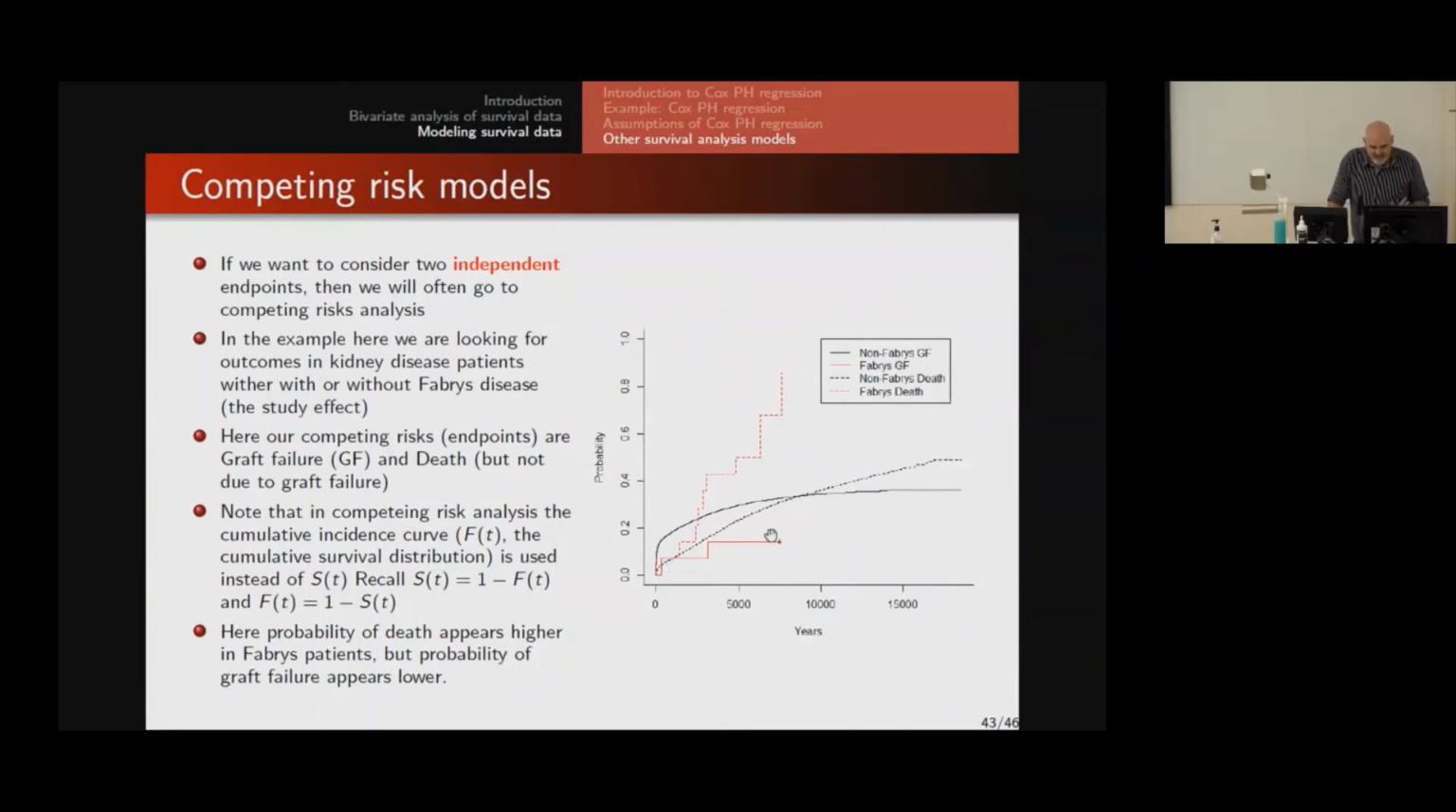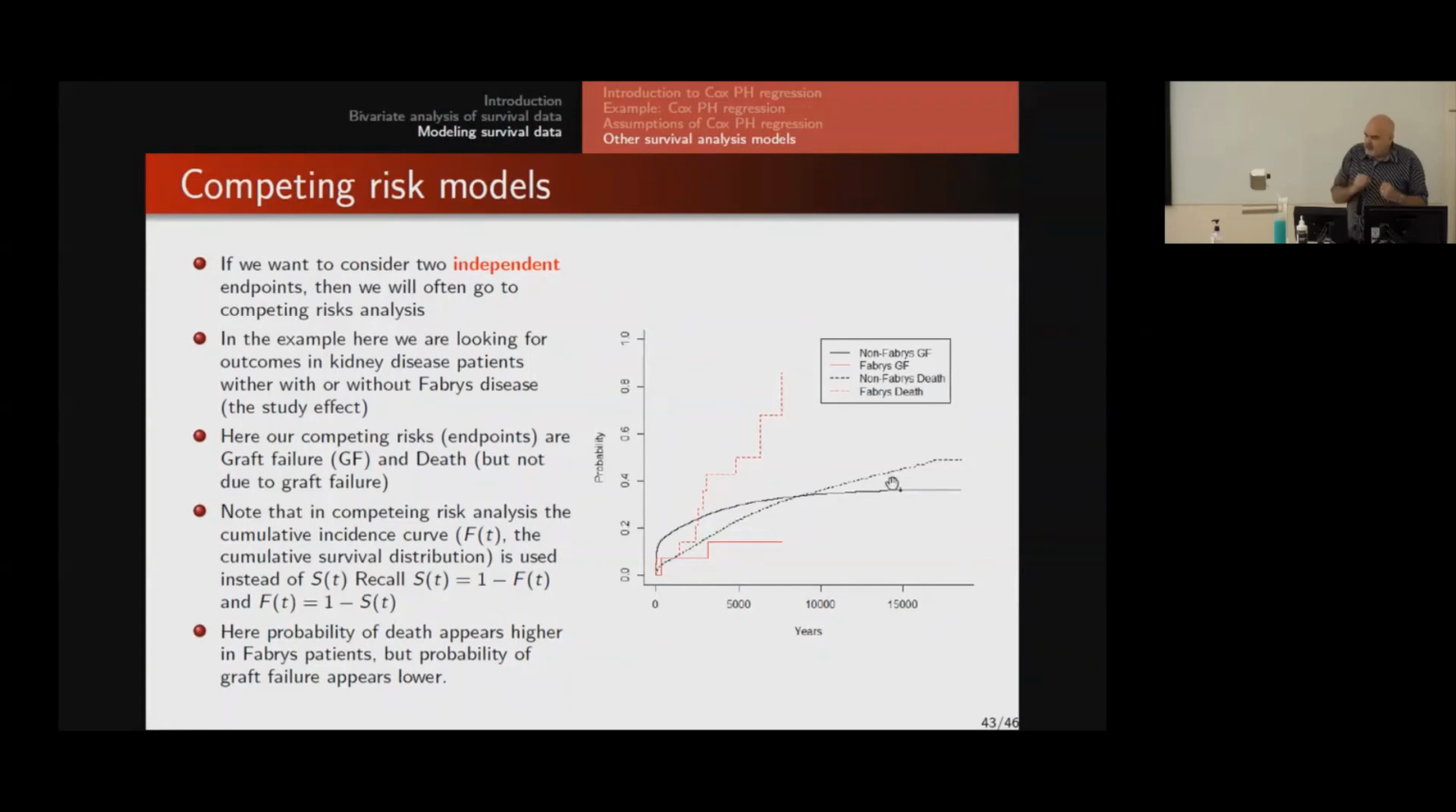So here, and this is a very interesting example, we can see that for Fabry's patients they had a significantly lower chance of dying from kidney disease compared to non-Fabry's patients. Have I got this right? Sorry, they had a much higher chance of graft failure. Sorry, a much lower chance of graft failure compared to non-Fabry's patients, but they had a much higher chance of dying compared to non-Fabry's patients.